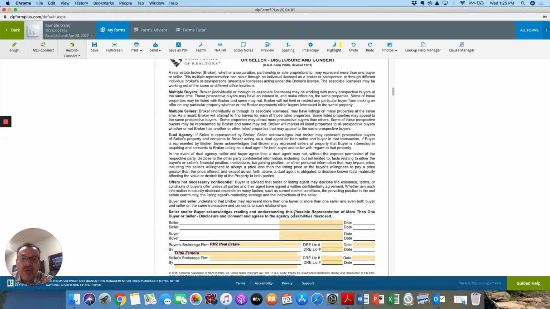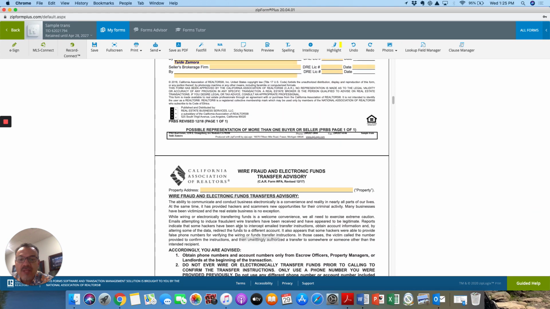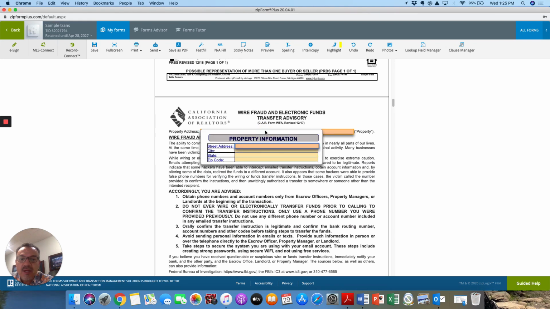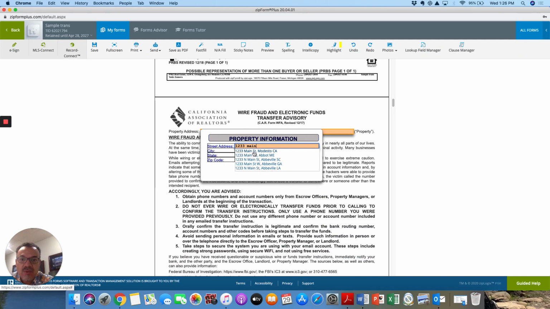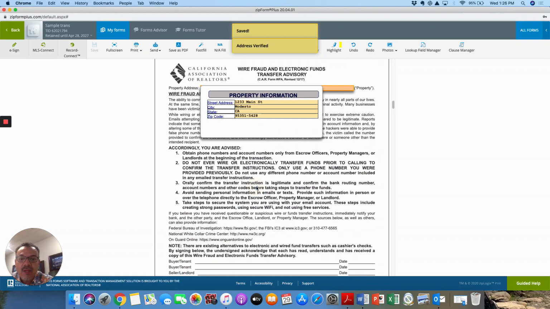Next page over here is the possible representation of more than one buyer or seller. If you filled out the other form, this will auto-populate the buyer's information, and it'll also auto-populate your information. The wire fraud transfer and electronic forms advisory form, click in here, allow you to fill in the address. This will also auto-populate the address in the rest of the form. So let's just pick an address and go 1234 Main Street. Looks like there's a 1233 Main Street in Modesto, so let's just go with that. You'll see that it auto-populated it there. We click outside of that.